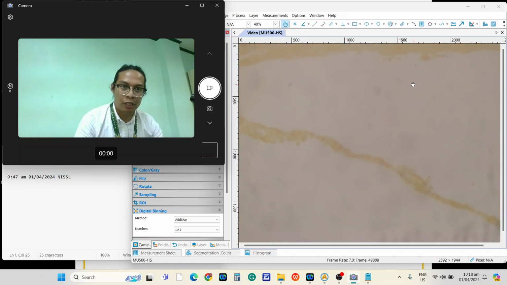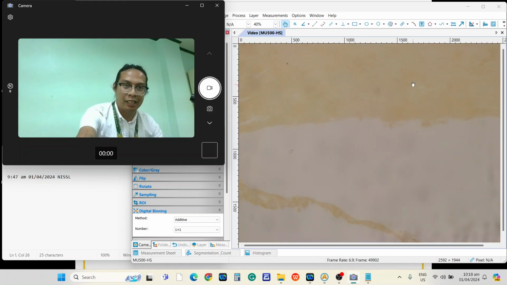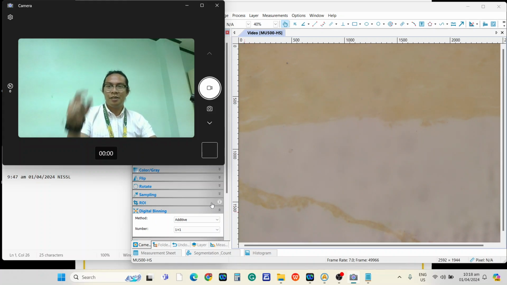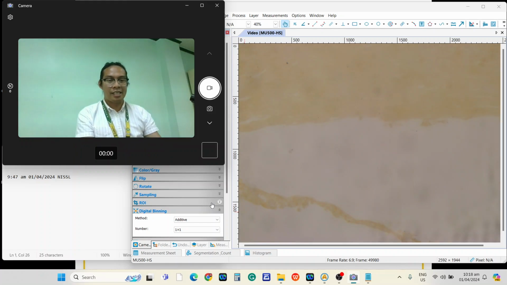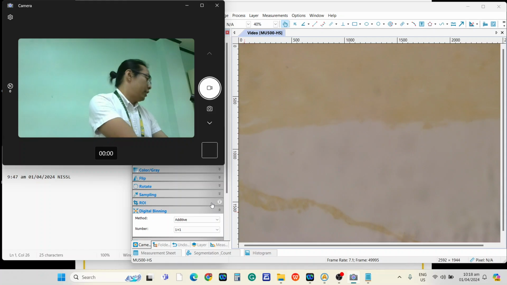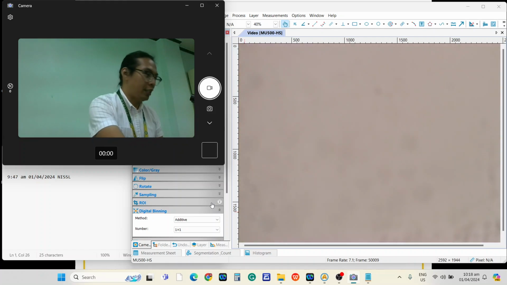Moving on to the dura mater. That is the dura mater. Itong nasa taas na yan. That is the subdural space. And again, that is the arachnoid. Okay, so those are the meninges of the central nervous system.